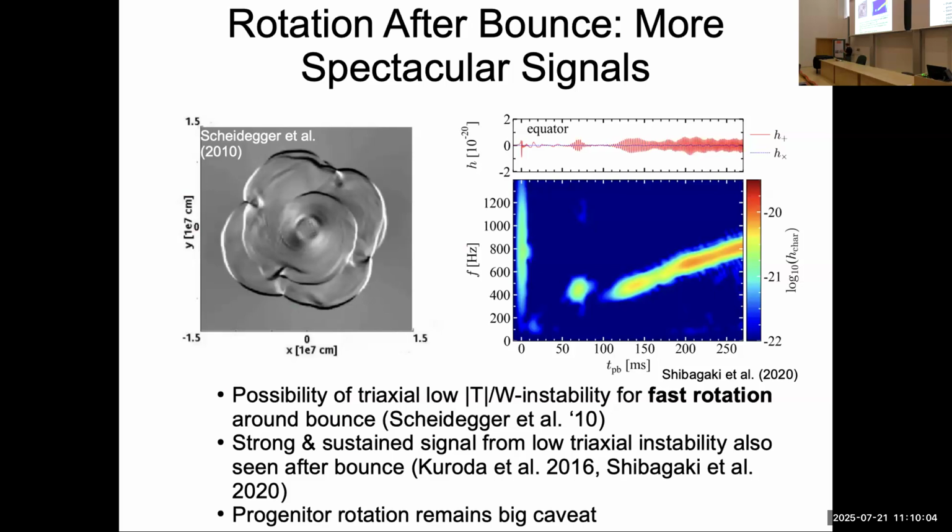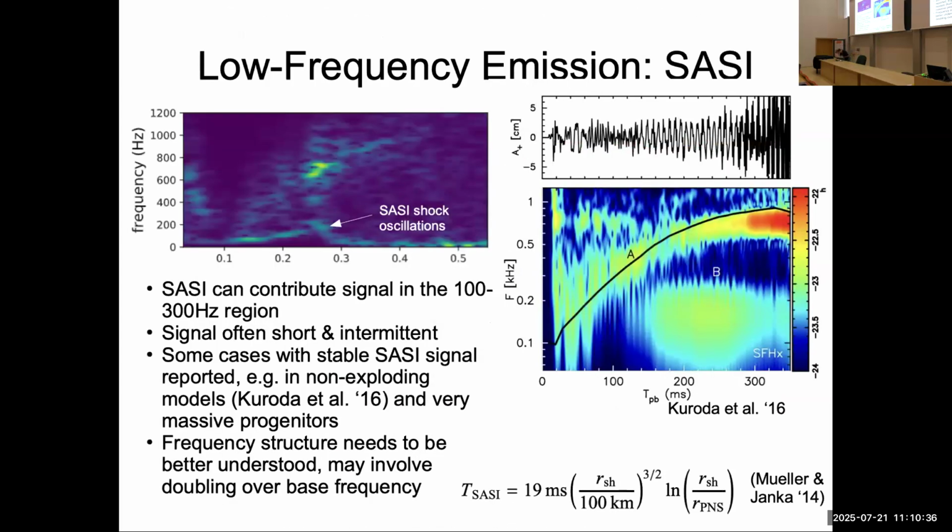Some other signal components. Yes, the SASE. You already saw it present in this template that I showed you at the beginning. Oh, not SASE yet. Fast rotation might do things. Fast rotation could give rise to triaxial instabilities that would give us signals that are much stronger than what we see in these normal ones. Yeah, the question, of course, is where do we see these in any progenitors? We'd have to be very lucky for them to rotate that fast.